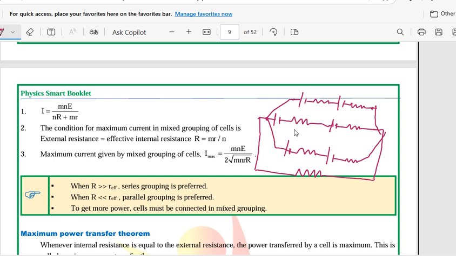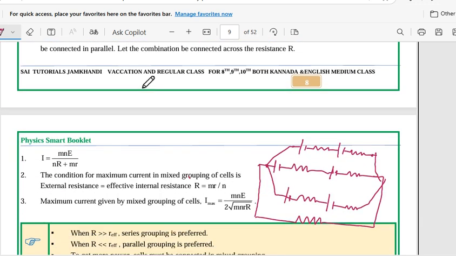Suppose you consider a mixed grouping of cells, that is m number of cells, each of EMF E and internal resistance small r. Let these cells be arranged in m rows and each row contains n cells. The combination is connected across the resistance. Now the effective EMF is equal to nE and the effective resistance is equal to nr divided by m. This is nr divided by m.